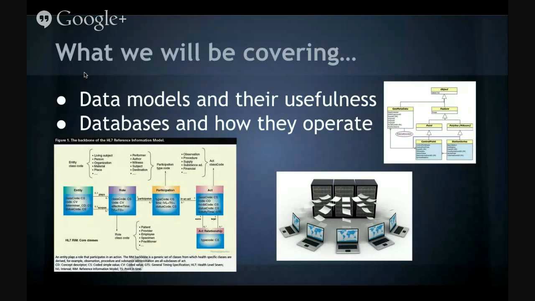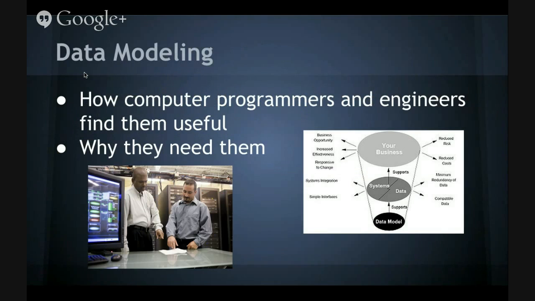What we're going to be covering today from block 4 is two things. We're going to talk about data models and their usefulness: essentially, what are data models, and how are they used by computer programmers and engineers? And then we're going to talk about databases and how they operate within the framework of information systems and software. Those are two very important parts of information that we're going to be discussing today.